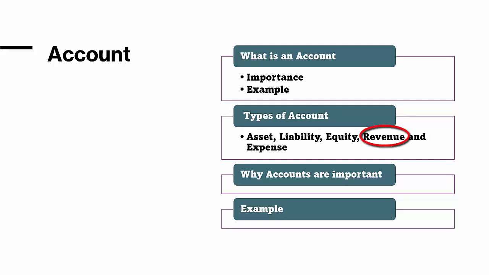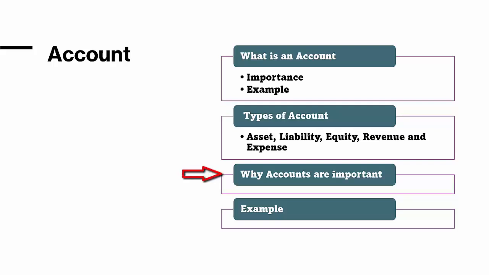4. Revenue accounts. Revenue is income earned from selling goods or providing services. Examples: sales revenue, income from sales; service revenue, income from services provided; and interest income, interest earned on investments. 5. Expense accounts. Expenses are costs the business incurs to operate and earn revenue. Examples: rent expense, utility expense, like electricity and water, salary expense, and advertising expense.